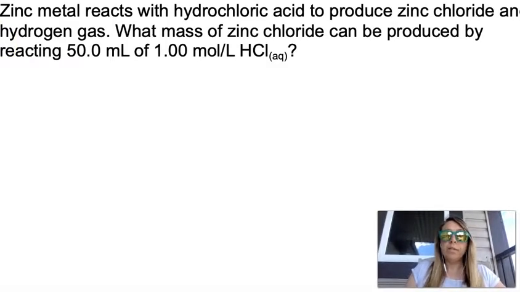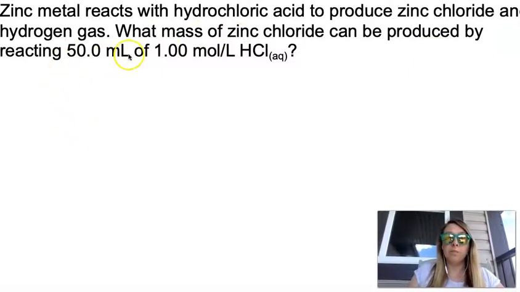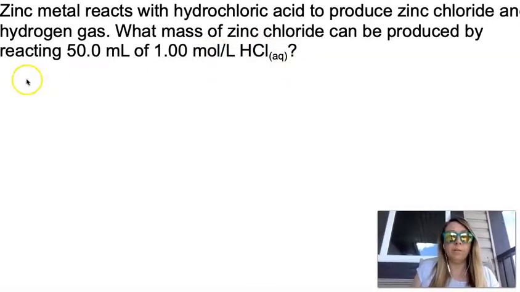Okay, so first example. Zinc metal reacts with hydrochloric acid to produce zinc chloride and hydrogen gas. Sorry, that D got cut off. What mass of zinc chloride can be produced by reacting 50 mL of 1 mole per liter hydrochloric acid? So, like we said, our first step is going to be to write that balanced chemical equation.